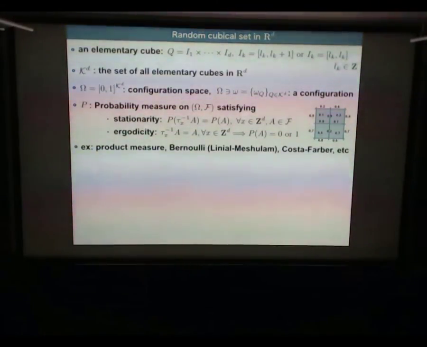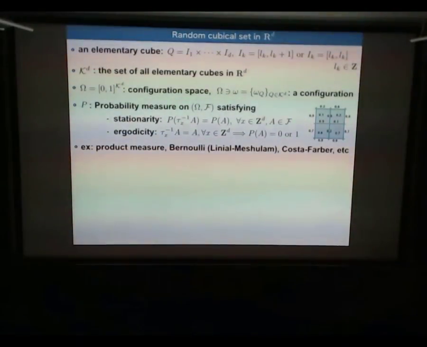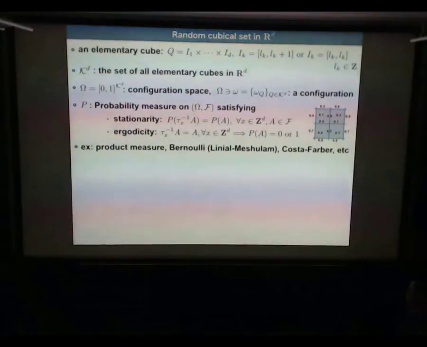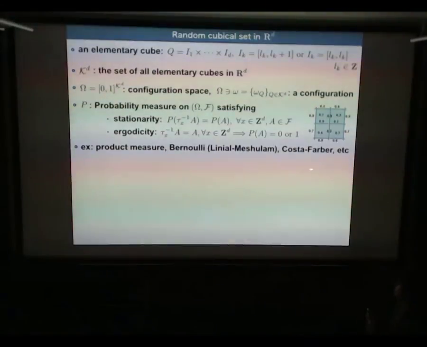And also, more simply, we can think about a Bernoulli type model, or in a random topology setting, a Linial-Meshulam type model. Namely, we assume the d minus one dimensional complete cubical skeleton, and we add d-dimensional cubes randomly with probability p. It is okay in our model. And also, we can consider the Costa-Farber model. It's a bit more complicated and sophisticated model, but this is also included.